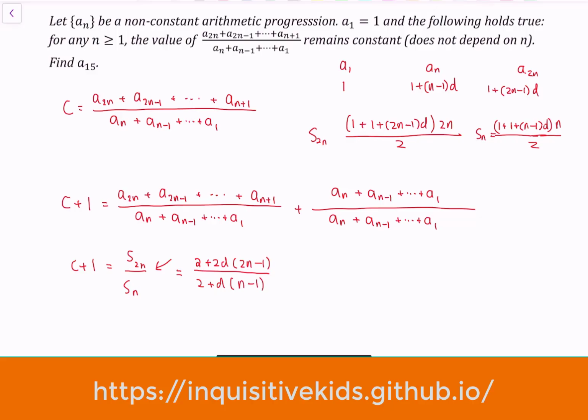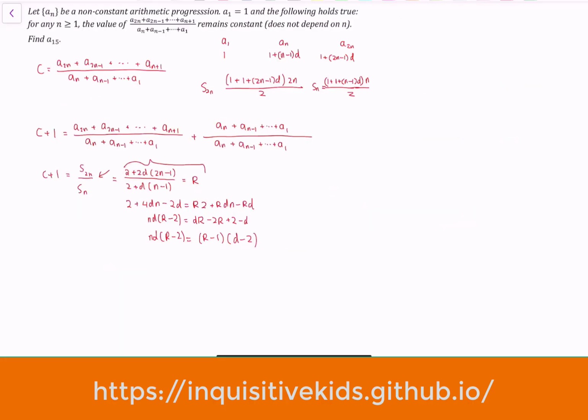Now let's go ahead and call this another constant, r. We can give it a name. Now, only focusing on this part of the equation, let's multiply the denominator on both sides. We can combine some terms and move some terms around. So the right side of the equation can be factored further, and we're left with this equation. And because r is a constant, this equation must hold true for any n.